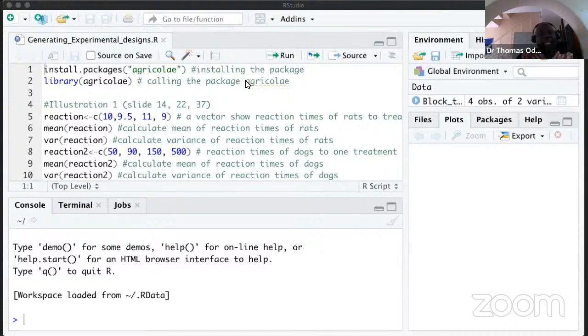So the only package that we need for this session is Agricole. So I would expect the sound is not there. I think the sound should be there. Are you hearing me? Okay.